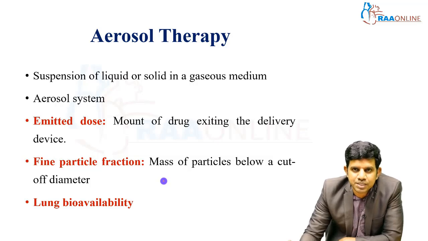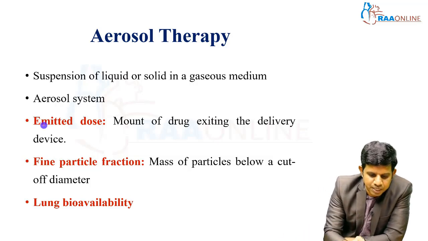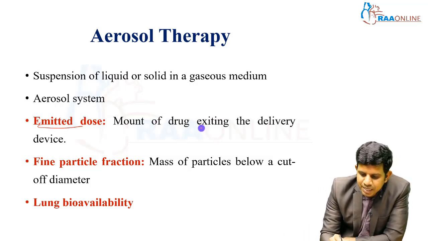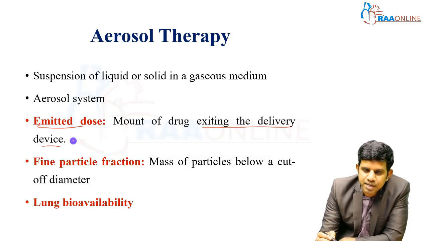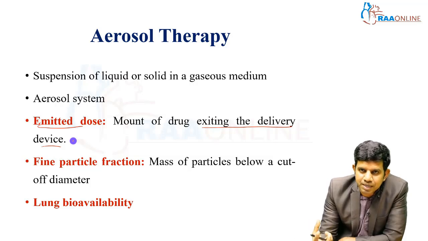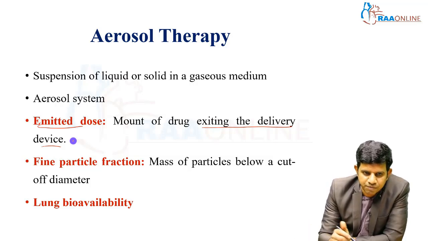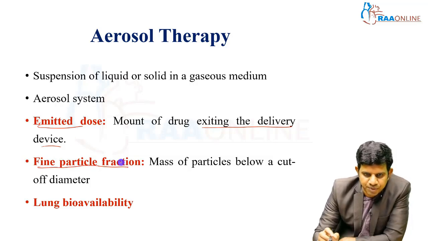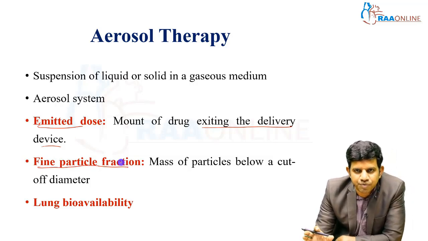Before going to discuss aerosol therapy, you should know two important definitions. One is the emitted dose. Emitted dose means the amount of drug exiting the delivery device, whether it's a nebulizer or an MDI. Second, in this emitted dose, how much of the particle mass is below the cutoff diameter, we call it the fine particle fraction. For example, our target cutoff is less than 5 micrometer. If in the emitted dose, how much of the aerosol particle is less than 5 micrometer, we call it the fine particle fraction.